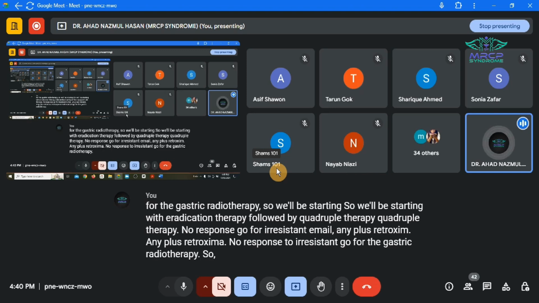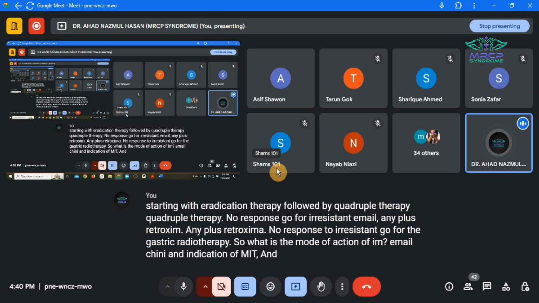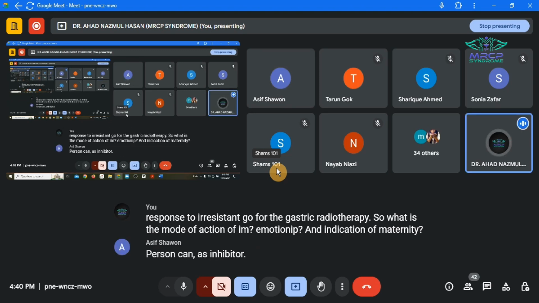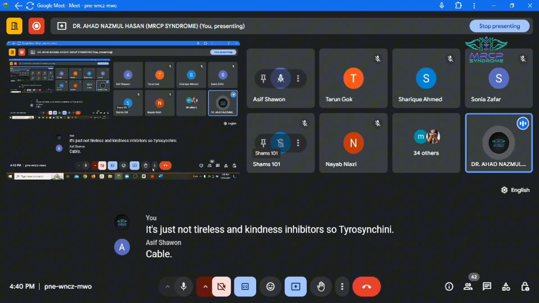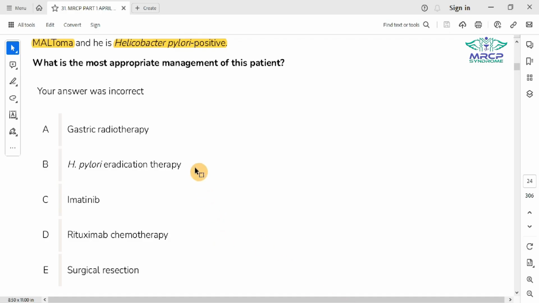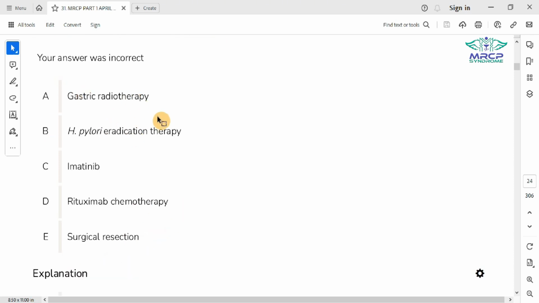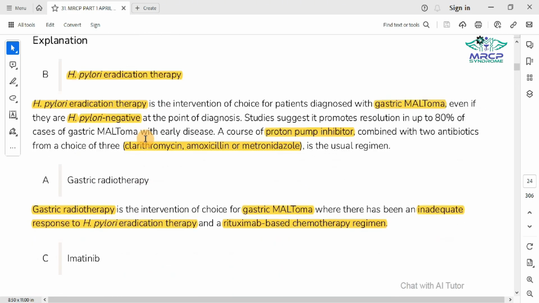So what is the mode of action and indication of imatinib? It is a tyrosine kinase inhibitor, most commonly used in the management of CML, chronic myeloid leukemia. So this is step 1. Combination of the IR regimen is step 2, and the last resort is the gastric radiotherapy. In some cases, you can also go for surgical resection, but this is less commonly used.